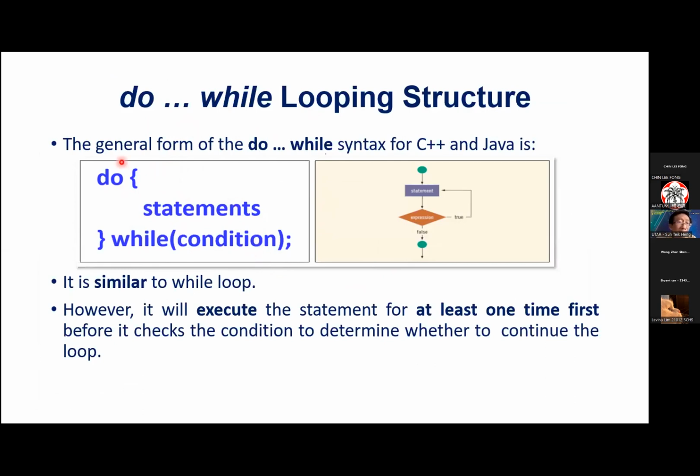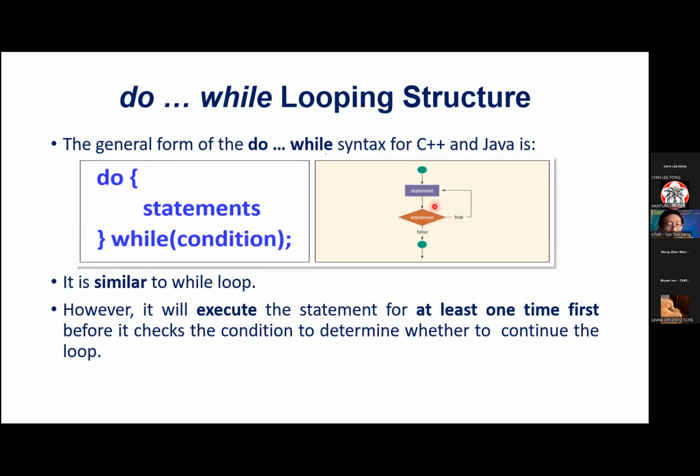But for a do while loop, it ensures that definitely you can execute the statement inside the body of the do while loop at least one time. Then only after you execute the statement, you check for the condition. So if the condition is false, then you terminate from the do while loop.